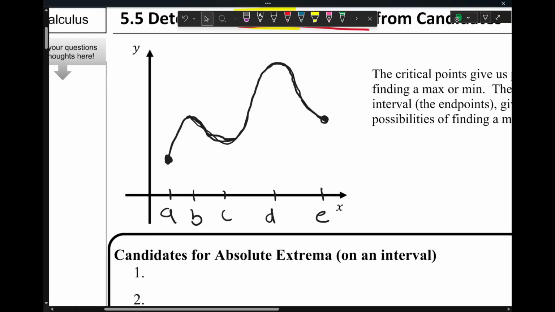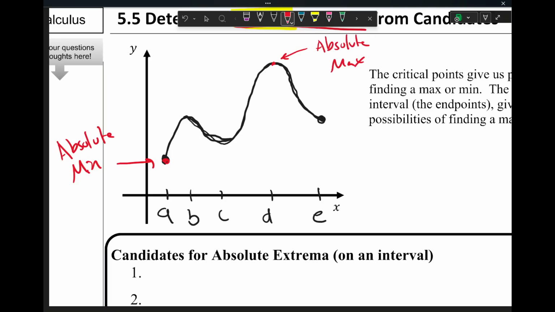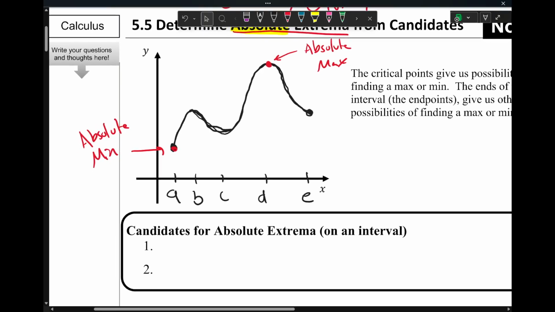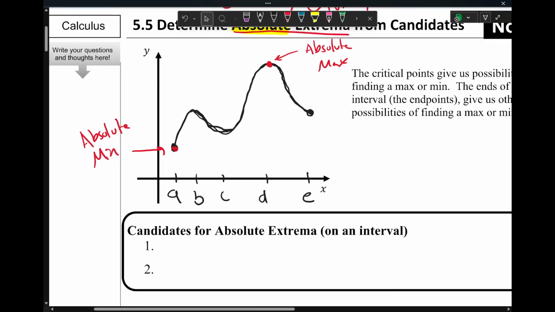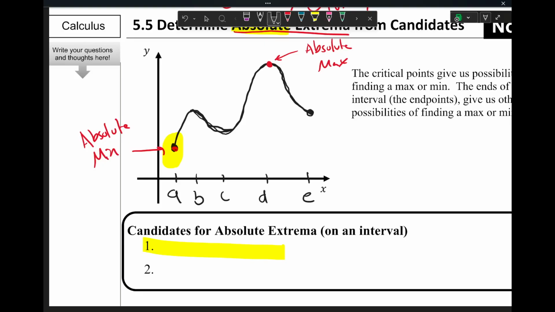Okay, so from this made up example, the absolute min is right here because it's the very smallest y value. Absolute min. And then up here, here's the absolute max. So for the absolute min or max, there's only two types of x values that this could occur at. It could occur at like this one, which is an endpoint.